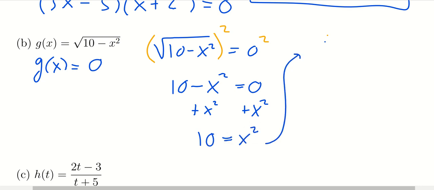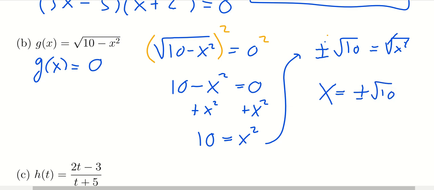And then from here, to get the x by itself, we can just simply take the square root of both sides. And we get that x is equal to, the square root and the square cancel, and these do not simplify, plus and minus the square root of 10. So the zeros for this function g of x are at negative square root of 10 and positive square root of 10.